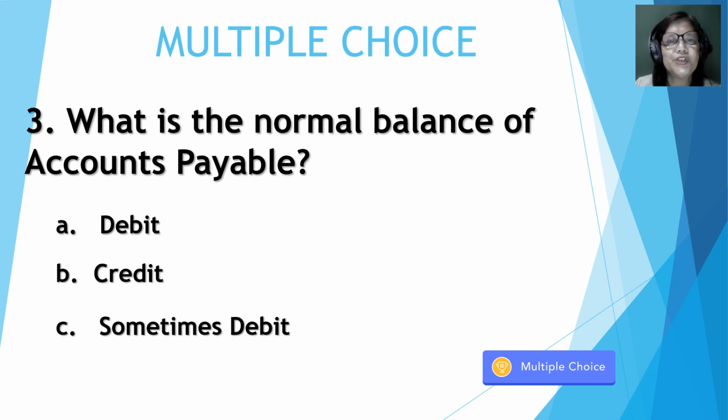Let's go to number 3. What is the normal balance of accounts payable? A. Debit. B. Credit. C. Sometimes debit. Your answer should be letter B. Correct. That is correct. So, remember that accounts payable is a liability account. That's why it has a credit balance.